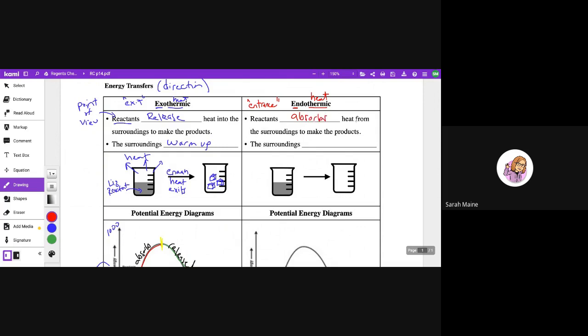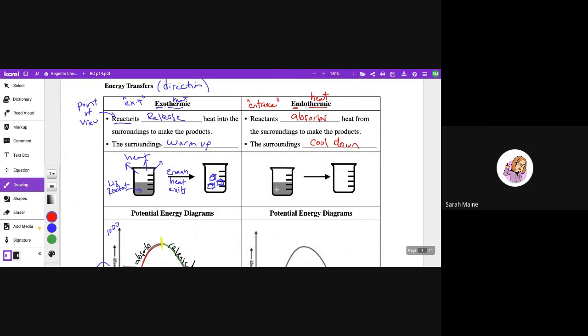Now remember, that heat doesn't just come out of nowhere. The reactants absorb or take heat from the surroundings in order to make the products. So as a result, the surroundings are giving away heat, so the surroundings will cool down.